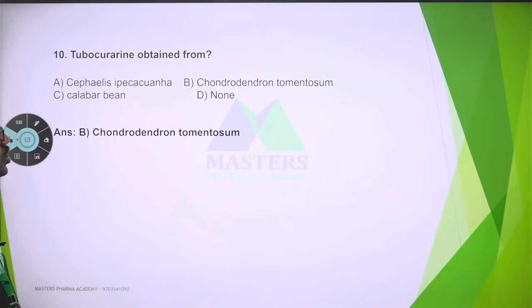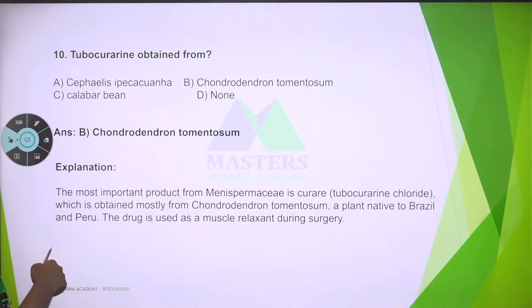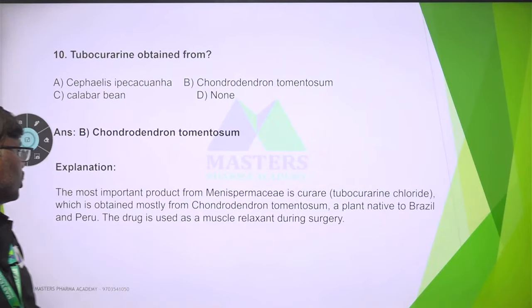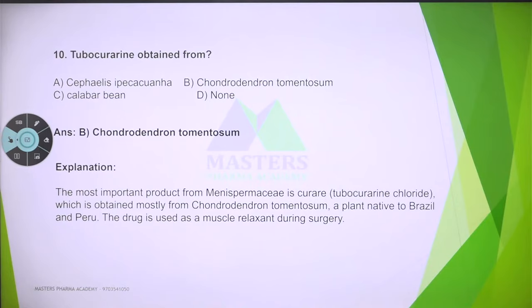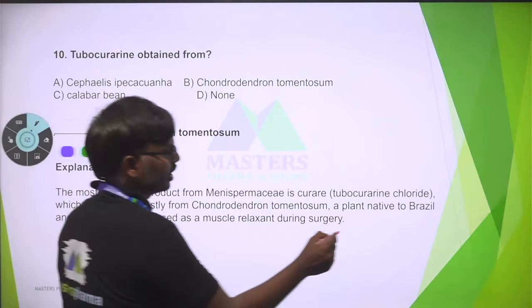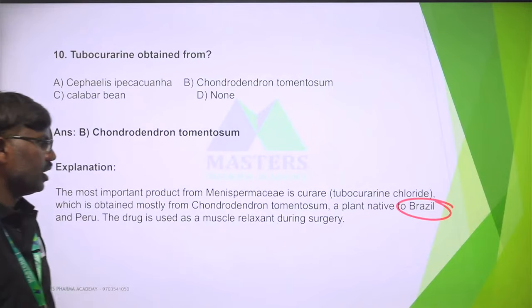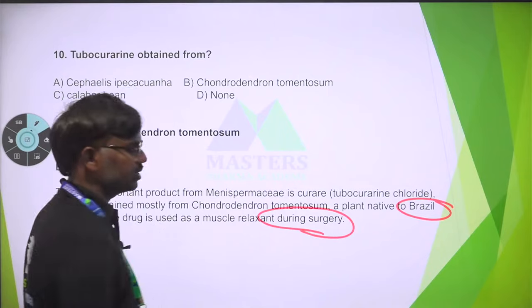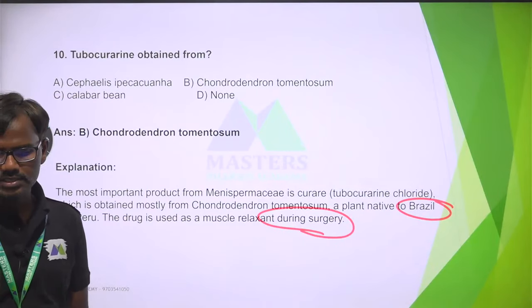So the answer is Chondrodendron tomentosum, the most important product from Menispermaceae. It belongs to family Menispermaceae. It's a curare. Tubocurarine chloride is obtained mostly from this particular plant. It is present mostly in Brazil, and it is used in surgery. It is a skeletal muscle relaxant used in surgery, right?